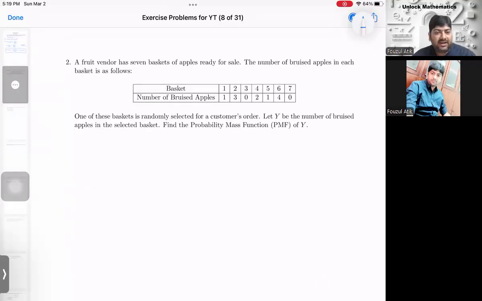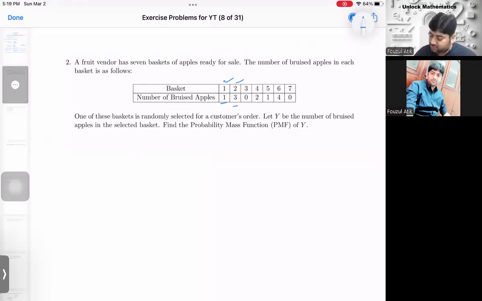A fruit vendor has 7 baskets of apples ready for sale. So the fruit vendor has 7 baskets, and the number of bruised apples in each basket is as follows: 1, 2, 3, 4, 5. So the first basket will have 1 bruised apple. That means the apple is smashed, it has some problem. So the first basket will have only 1 bruised apple.